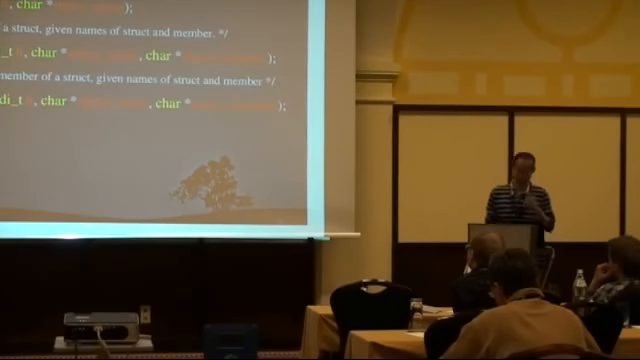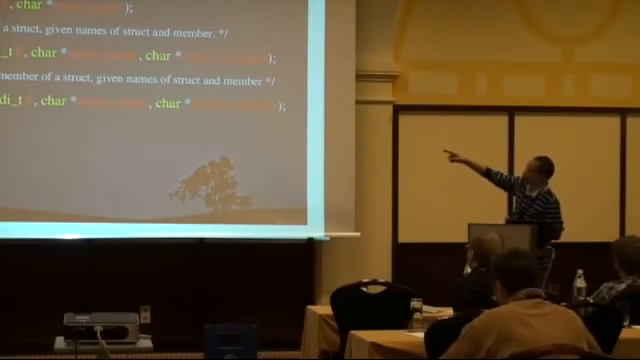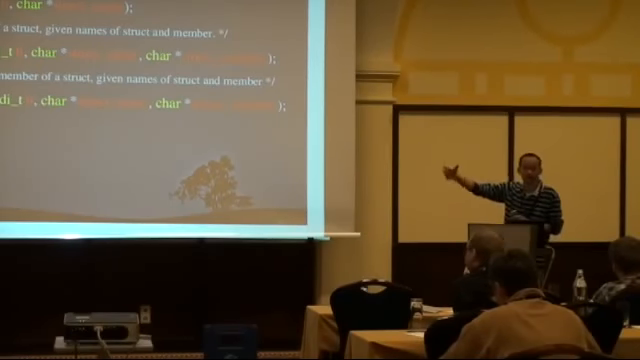So here's a simple API for libdi. You can use the first function to get the size of the structure. You can use the second function to get the size of the member in the structure. The third function gets the offset of the member in a structure.